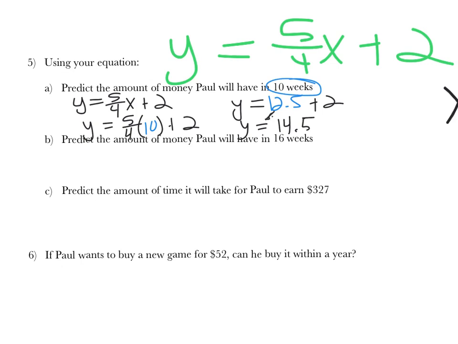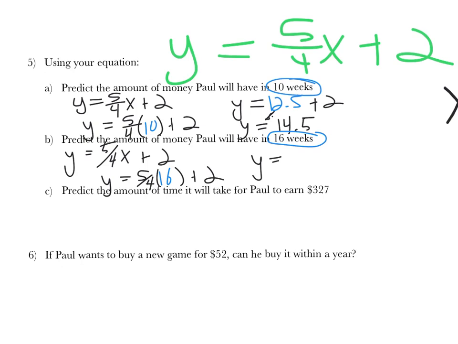Taking a look at B, really the exact same question with a different x value. We're going to use our equation like we did before, but in this case, notice that it asks how much money will Paul have in 16 weeks. So I'm going to plug 16 in for x, and then again I'm going to evaluate. 5/4 times 16 will give me 20, plus the $2 that we started with leaves us with $22. Paul will have $22 in 16 weeks.